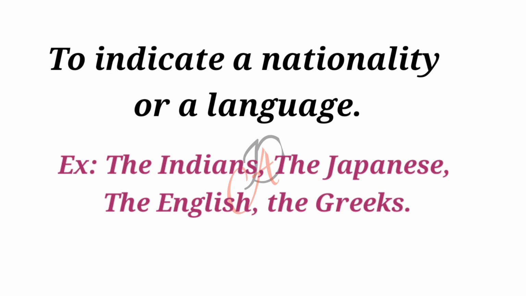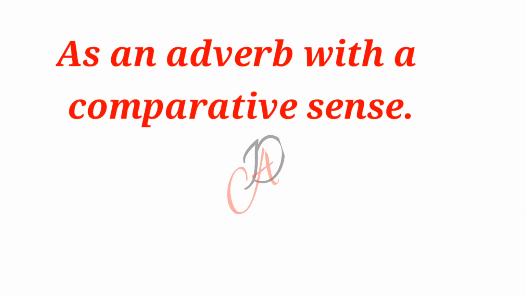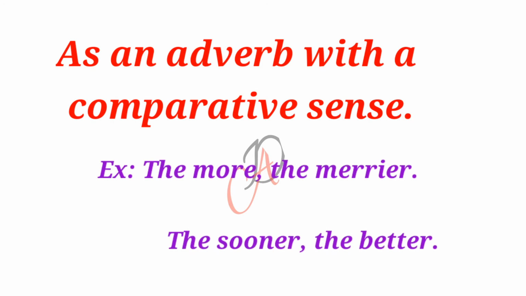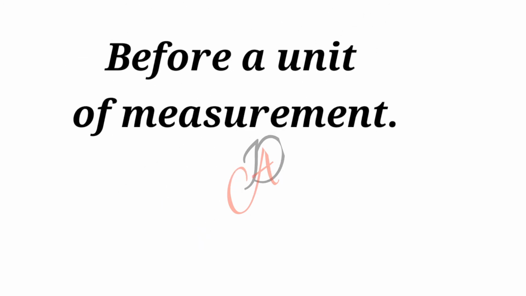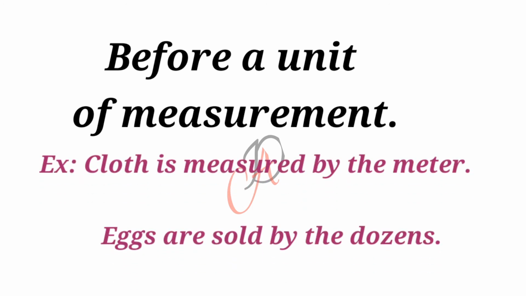Rule number eight. It is used as an adverb with a comparative sense. For example, the more the merrier, the sooner the better. So let's go to rule number nine. It is used before a unit of measurement. Let's see the examples. Cloth is measured by the meters. Eggs are sold by the dozens.